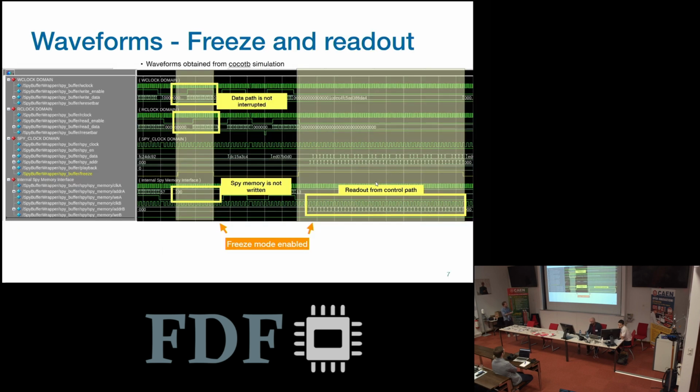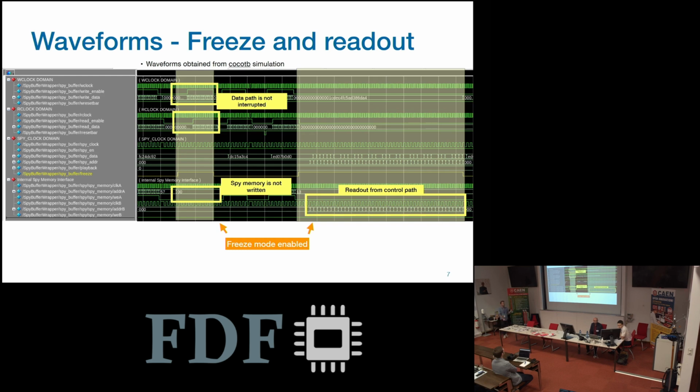And, oops, I was supposed to be on the slide. But for what I mentioned, it is the same. And in this case, you can see that, for instance, this is showing the freeze mode. So when you have some transactions that are occurring on the data path, the data path is being written without issues. What is being written to the Spybuffer is also being read from interface B, but at the same time, the spy memory is not being written.